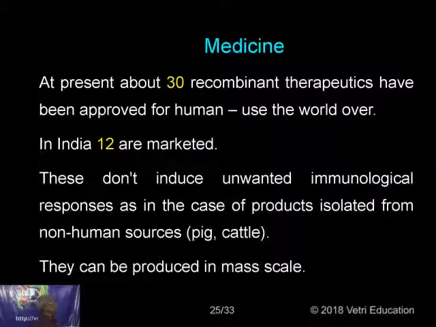Medicines. At present, about 30 recombinant therapeutics have been approved for human use the world over. In India, 12 are marketed. These don't induce unwanted immunological responses, as in the case of products isolated from non-human sources. They can be produced on a mass scale. So the benefit is they don't have unwanted immunological responses, which was a problem in the traditional system. But today that problem is solved.